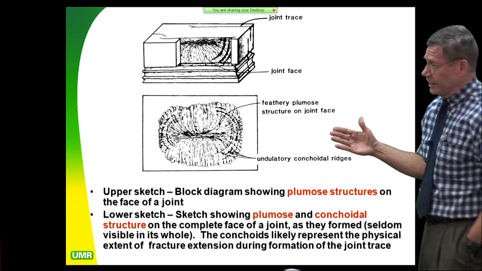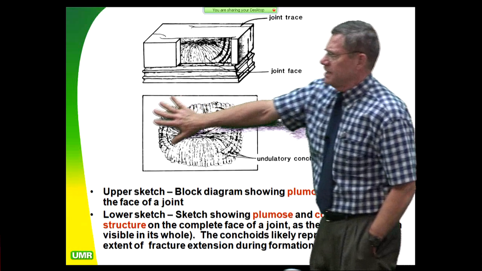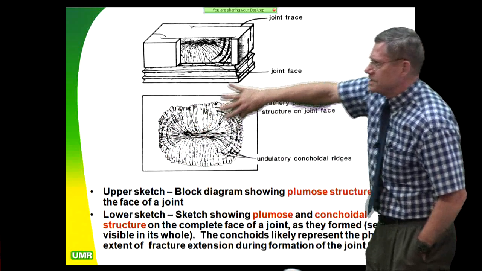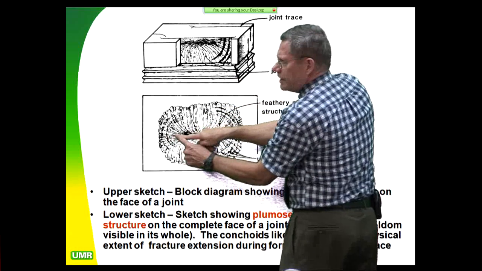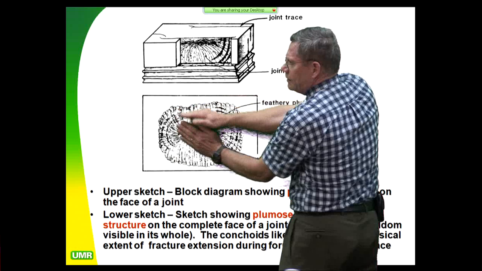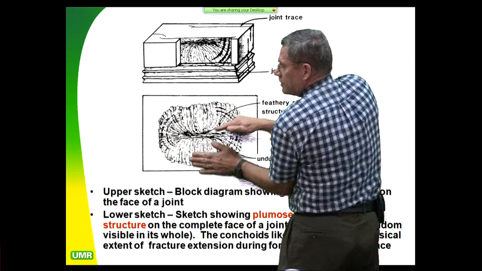Now, you can also look at joint faces and see things like this, which we call plumose structure. They look like feathers. And this has to do with the joint starting right here, like a penny-shaped crack, and then spreading in induced tension to create the joint.